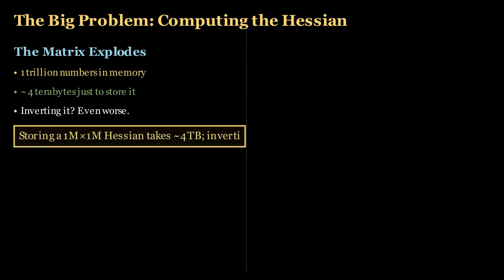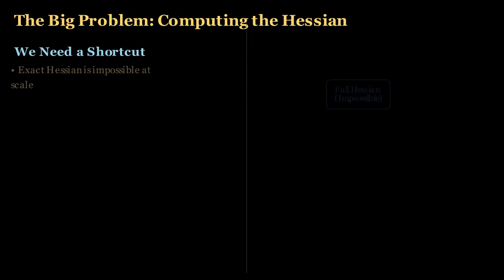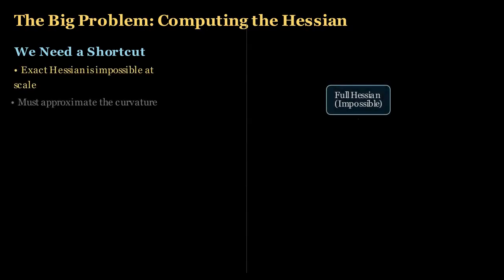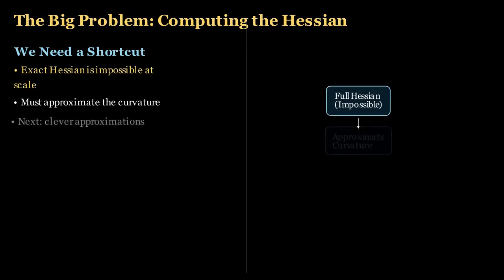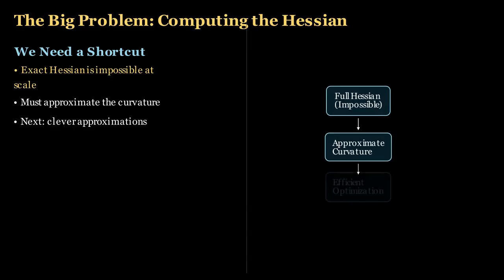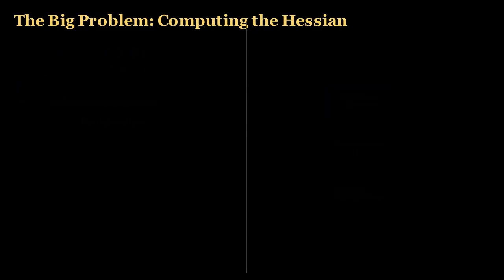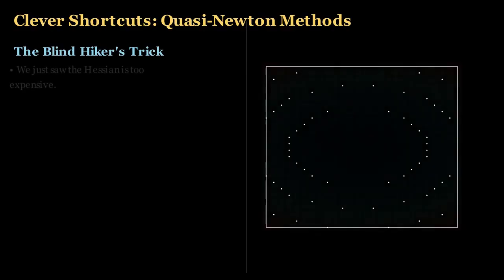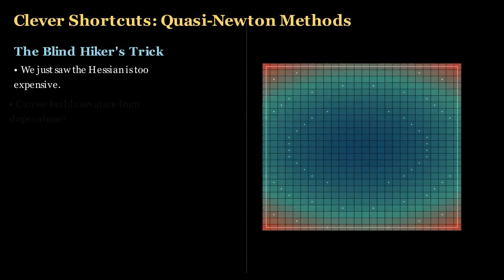And remember, the Newton step needs the inverse of this giant matrix, a computation that's completely out of reach. So the exact Newton step is a beautiful idea that's computationally impossible for real-world deep learning. This forces us to find clever ways to approximate the curvature without building the full matrix. We just hit a wall. Computing the full Hessian is too slow.